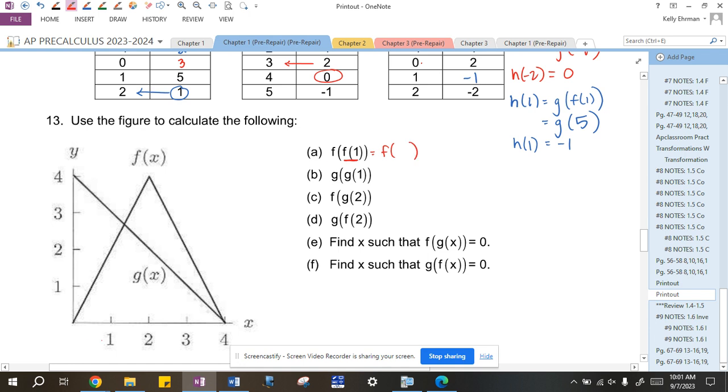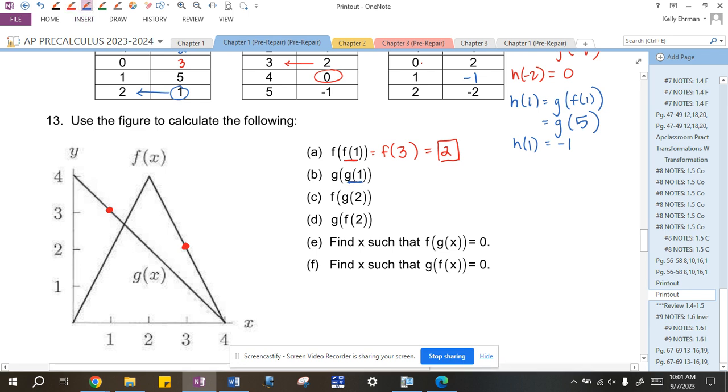What is f of 1? So when the input is 1, and be careful which graph you're on, f is the absolute value looking one. When x is 1, where do we land on f? It looks like we landed about 3. So now the problem is just f of 3. When the input is 3, where do you land on f? It kind of looks to be about 2. So again, if you're saying it's 2.1 or 1.9, that's fine.